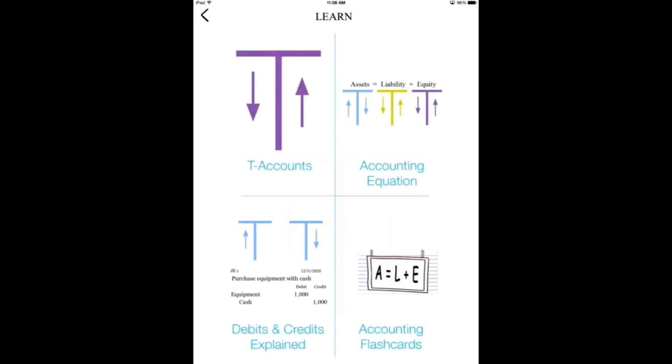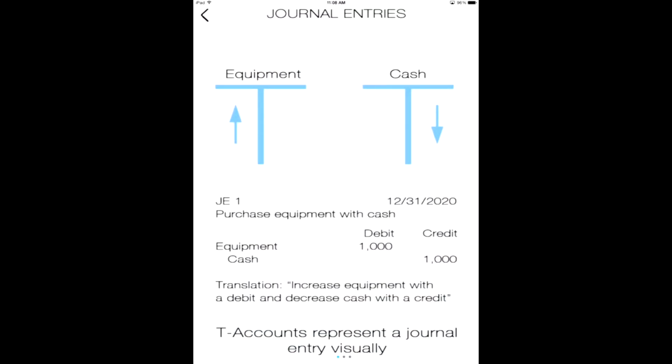Now also we have journal entries. This is what is represented in the game. So here we have what would be two T accounts representing a journal entry. We have equipment going up and cash going down. So this could be represented in a journal entry. In this case, it's a purchase of equipment with cash, using cash, I should say. So we're just trading an asset for an asset. So I have the translation here. Increase equipment with a debit and decrease cash with a credit.